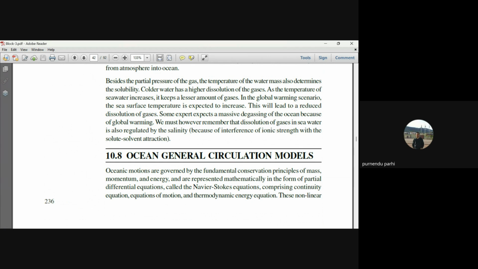In the global warming scenario, the sea surface temperature is expected to increase. This will lead to a reduced dissolution of gases. Some experts expect a massive degassing of the ocean because of global warming. We must, however, remember that dissolution of gases in the seawater is also regulated by the salinity.